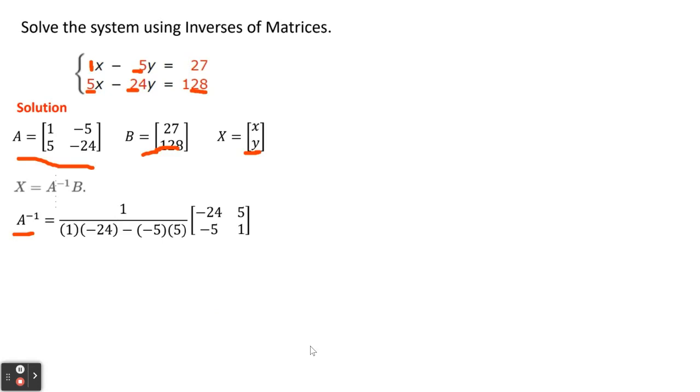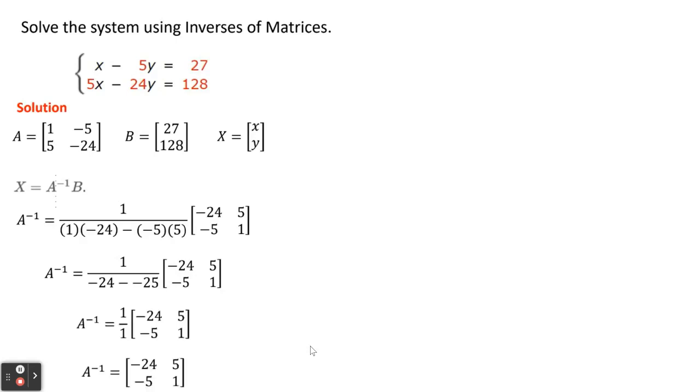So I'm choosing to use the formula. So I have 1 divided by A, which is 1, times D, which is negative 24, minus B, which is negative 5, times C, which is 5. I'm going to switch my A and the D, and I'm going to change the signs for B and C. Okay, so we simplify. We get negative 24 minus negative 25. Simplify some more. So we get 1 divided by 1. And so our inverse is going to be negative 24, 5, negative 5, and 1. So this is our inverse.